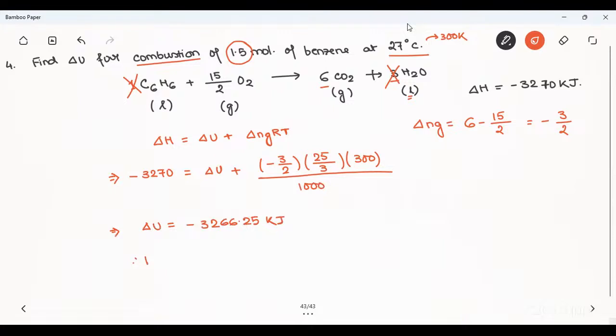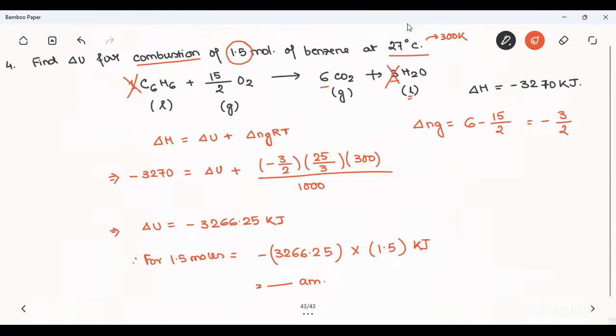So, for 1.5 moles, what will be the answer? Minus 3266.25 into 1.5, something kilojoule. Whatever you get, that is the answer. So, is this sum clear to everyone? Yes, ma'am.